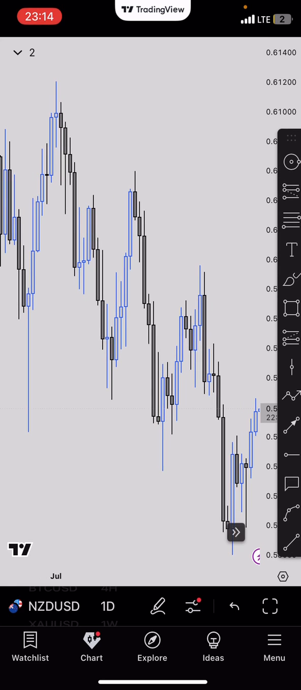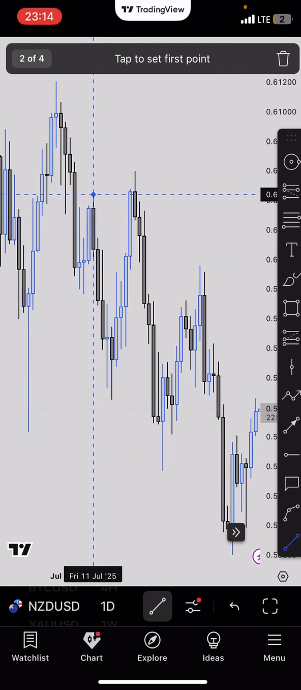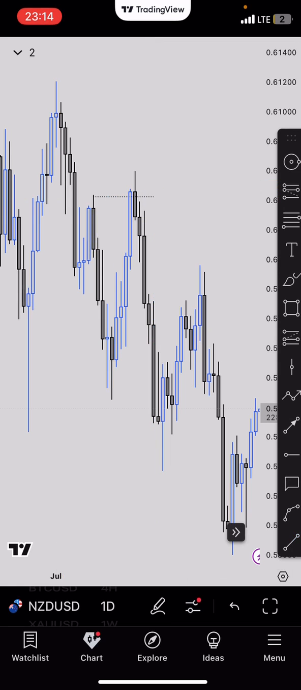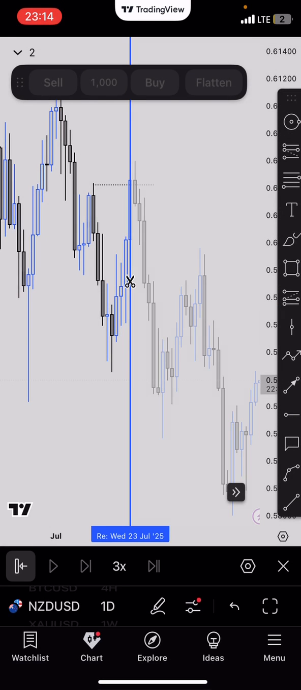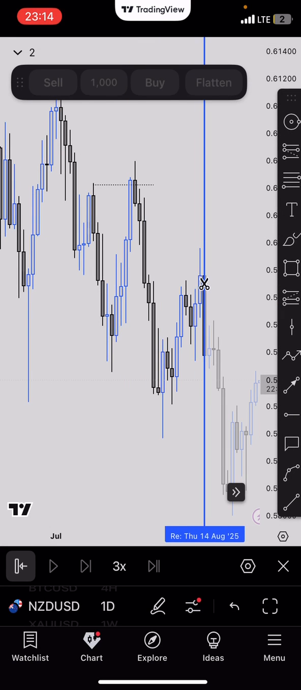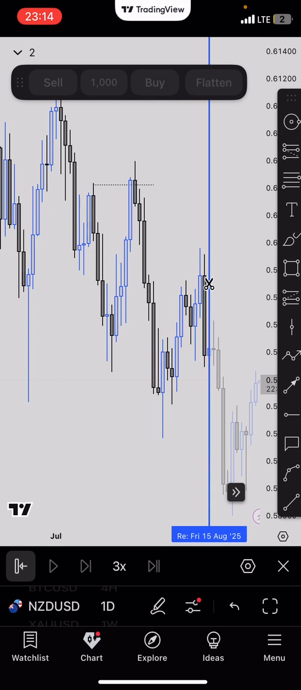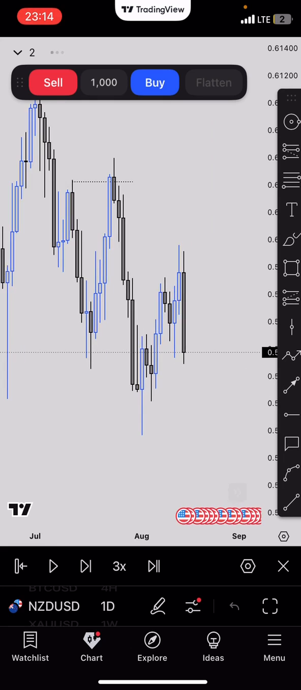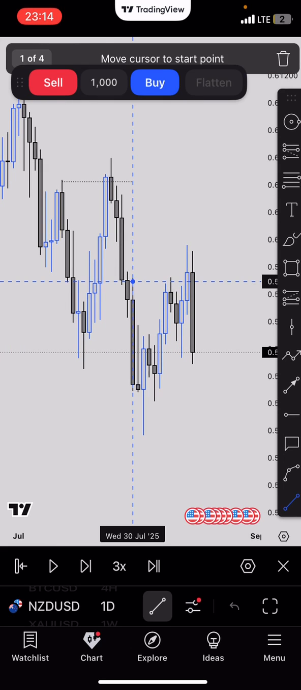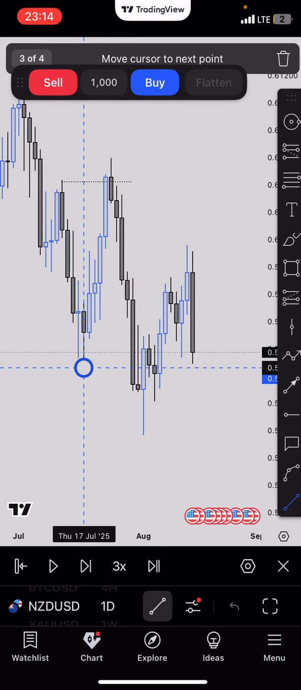Okay, so basically here on the daily we have a stop hunt. Let me cut price back to I think somewhere around here. It should be perfect. Alright, we had a stop hunt and then a break of structure.